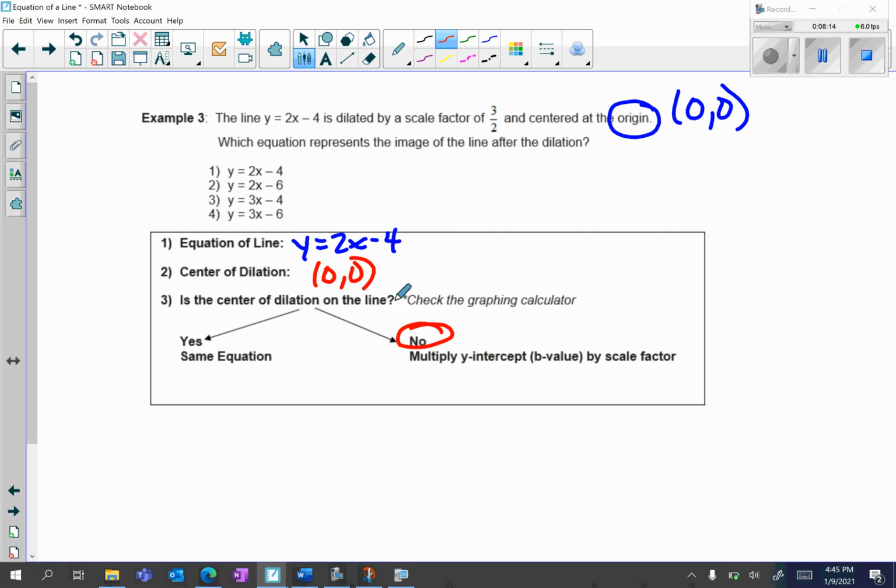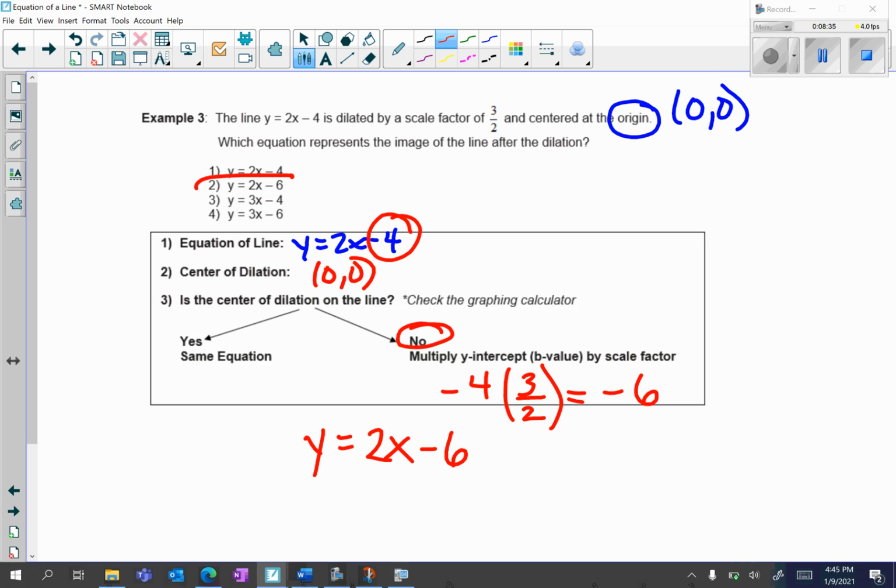So if it's no, then we're going to multiply the y-intercept by the scale factor. So the y-intercept is negative 4. I'm going to multiply that by 3/2, and I'm going to get negative 6. So my new equation is y is equal to 2x. It has the same slope, but a different y-intercept, negative 6. So y is equal to 2x minus 6.